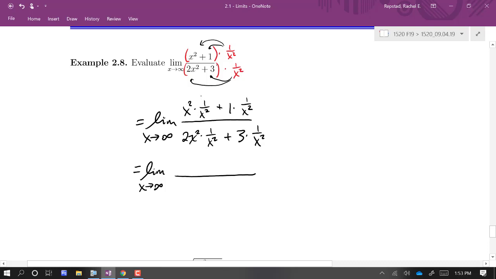X squared times 1 over x squared is 1. 1 times 1 over x squared is 1 over x squared. On the bottom, 2x squared times 1 over x squared is 2. And 3 times 1 over x squared is 3 over x squared. Notice now, every time x appears, it is in the denominator of a fraction with a constant numerator. And that's our intermediate goal, because what do these fractions approach as x gets huge?